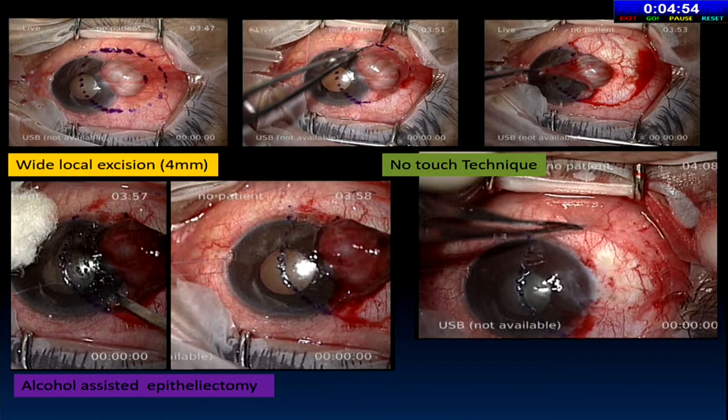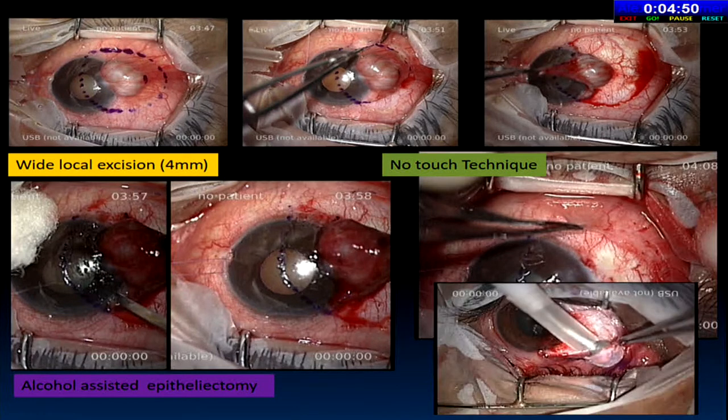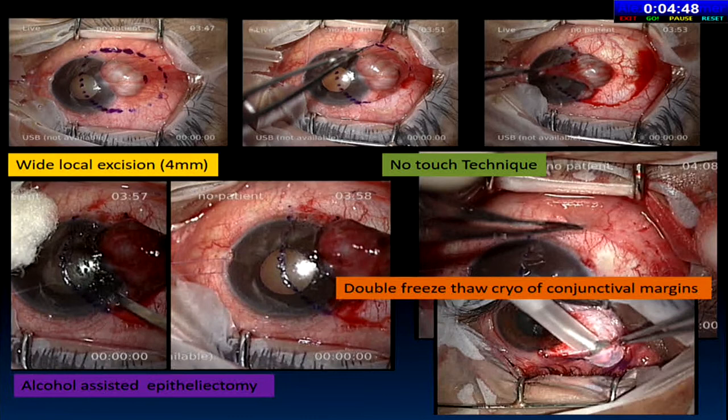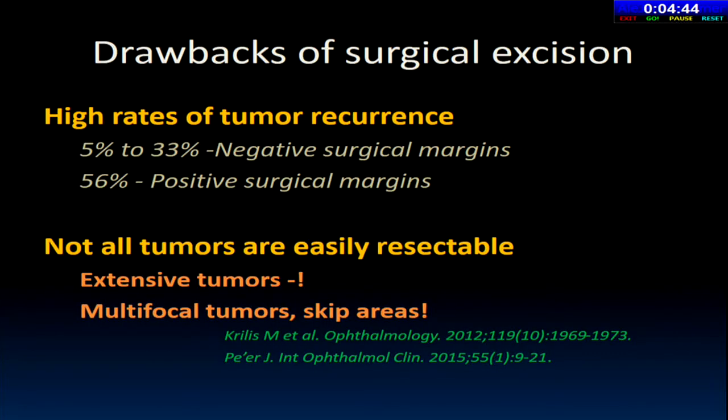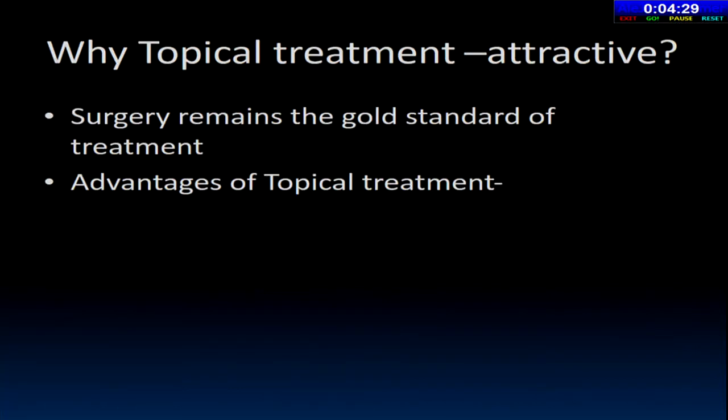Also, you would want to do an alcohol-assisted epithelialectomy of the involved corneal epithelium and a reverse double freeze-thaw cryo of the conjunctival margins. That is that. But surgical excision can have high recurrences, especially if the surgical margins are positive. And also, you may not be very comfortable doing surgery in large or extensive tumors. And that brings us to why topical treatment is so attractive and has become so popular.